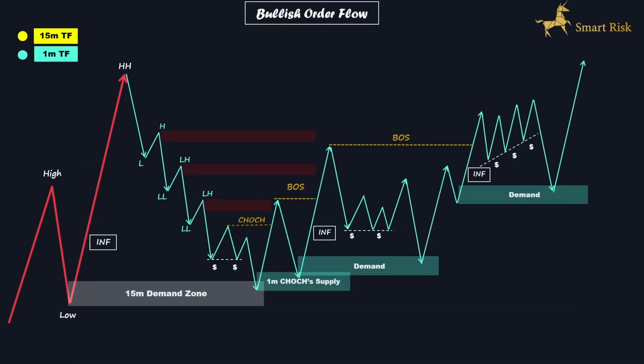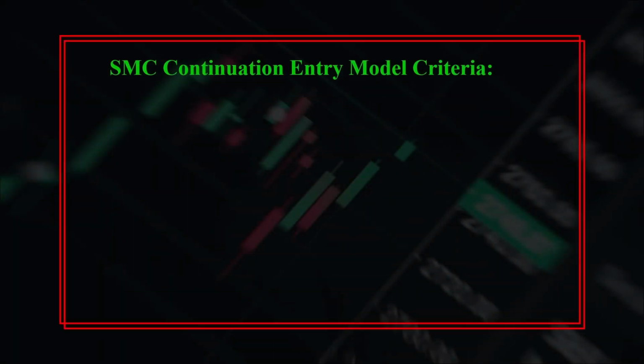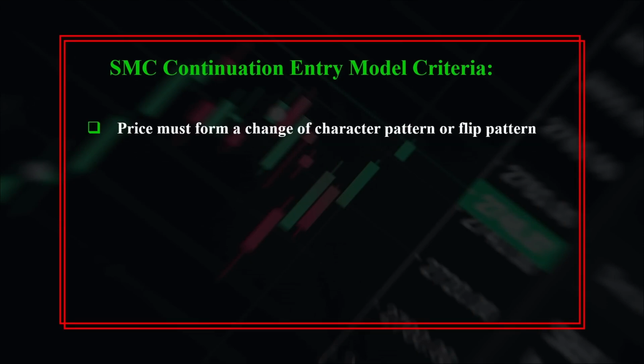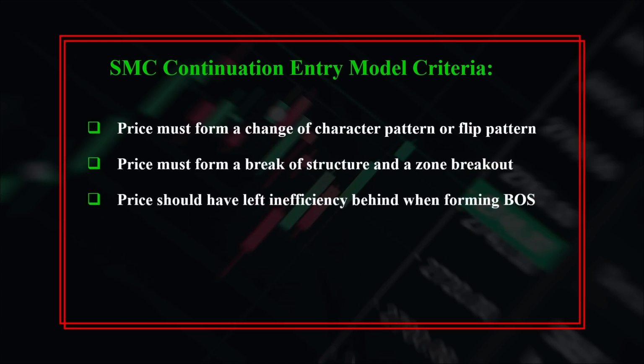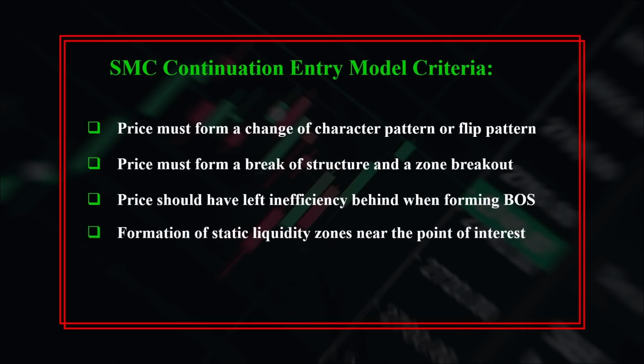momentum. To execute a trade based on the SMC continuation entry model, there are 4 essential criteria to consider. The first rule requires the price to form a change of character pattern or flip pattern after reaching the higher time frame supply or demand zone. Subsequently, we must patiently await a break of structure and a zone breakout in the price movement. The third rule emphasizes that the price should have left inefficiency behind when forming a break of structure. The last and most crucial rule is the presence of static liquidity zones near our identified point of interest. In summary, to have an opportunity to execute continuation trades, it's essential that all of these rules and criteria are met, and there are no exceptions.